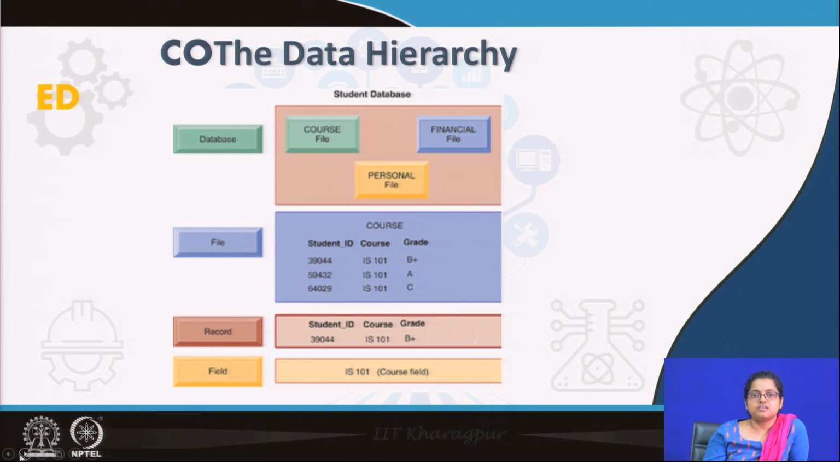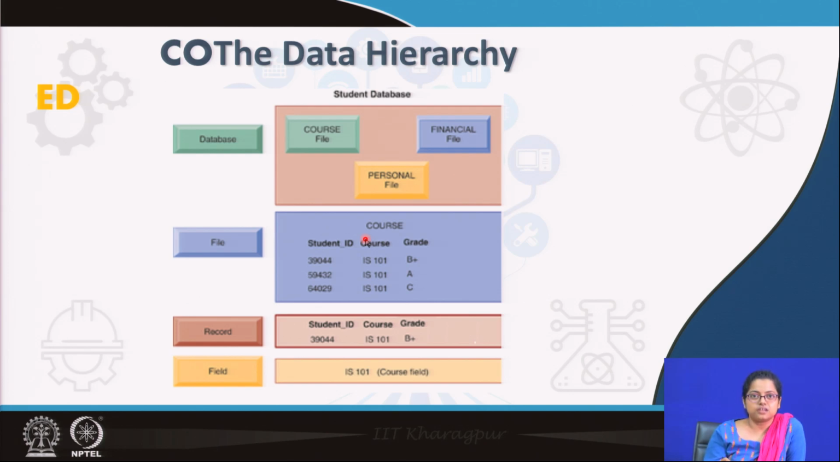At the next higher level, when we go up, we see a group of related records forms a file. Here we see there are multiple records: the first student, the second student, the third student, and all their details. Multiple records are grouped together in this particular file. This file is called the course file.